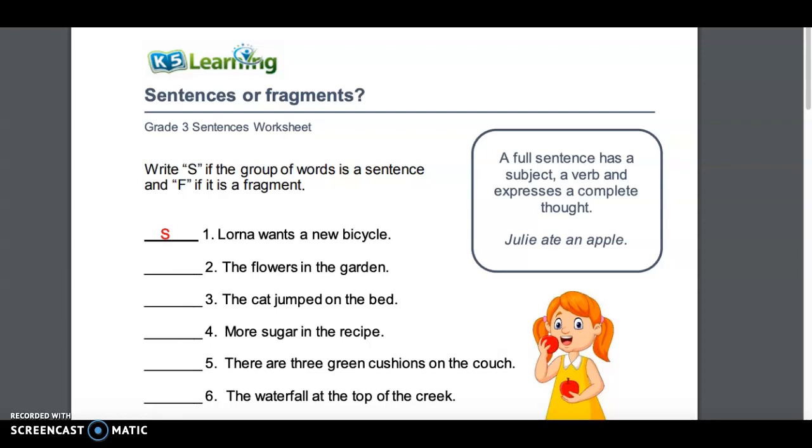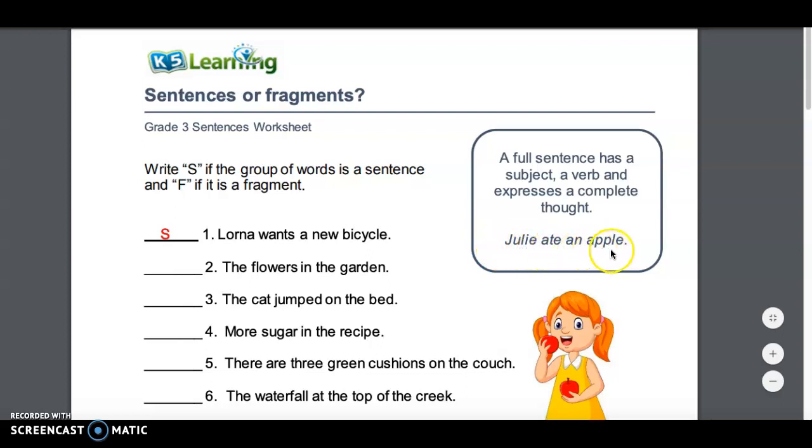Hey, third graders, you're going to learn about sentences and fragments today. So, look over here. It says a full sentence has a subject, a verb, and expresses a complete thought. So remember, a subject is also a noun, which is a person, place, or thing, and a verb is an action, it's something that you do. So let's look at this example right here.